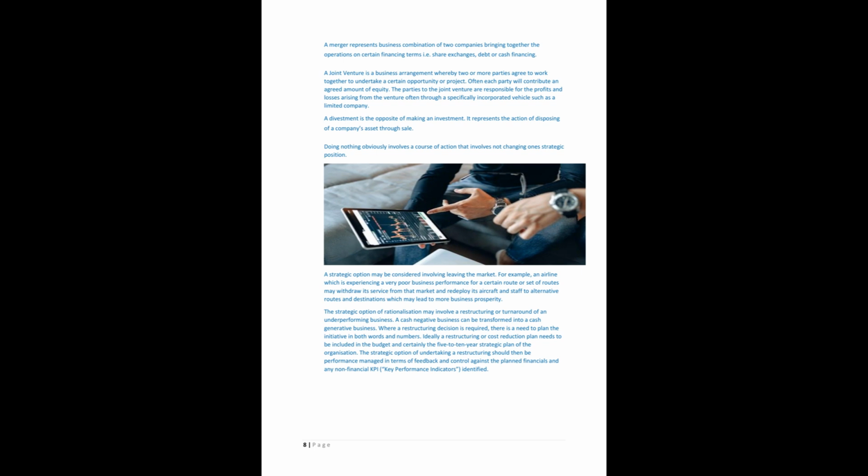Sometimes the best option is to maintain the current strategic position without change. Another potential strategy is exiting a market, such as an airline withdrawing from a poorly performing route to focus resources on more profitable ones. Rationalization involves restructuring or turning around an underperforming business, transforming it from cash negative to cash generating.